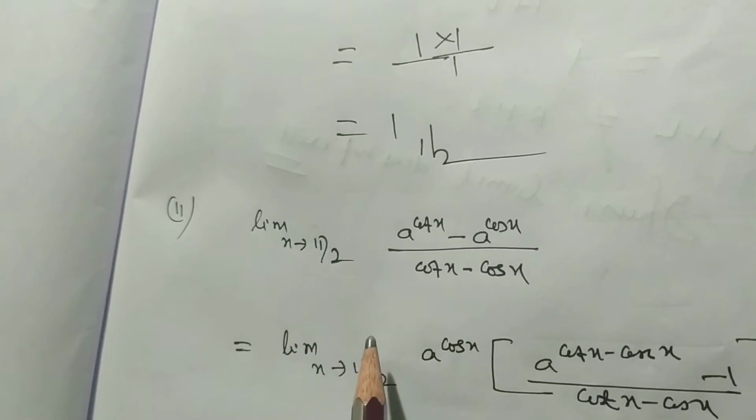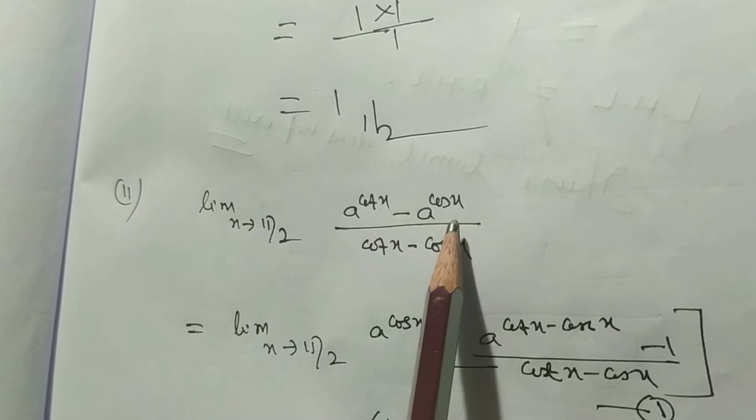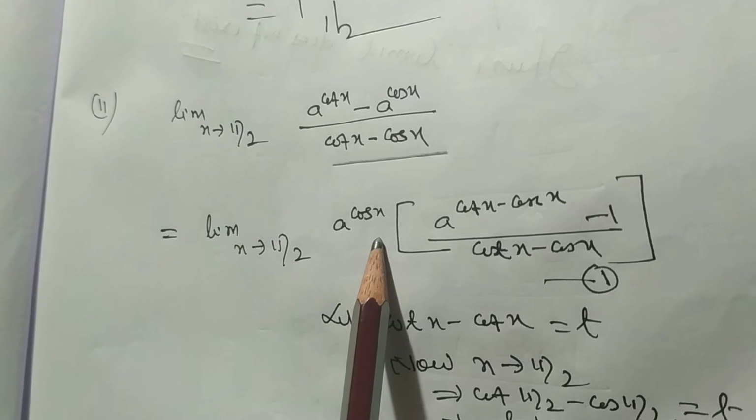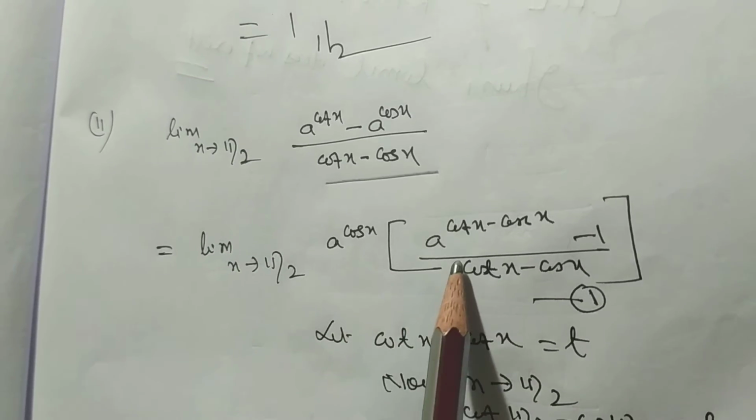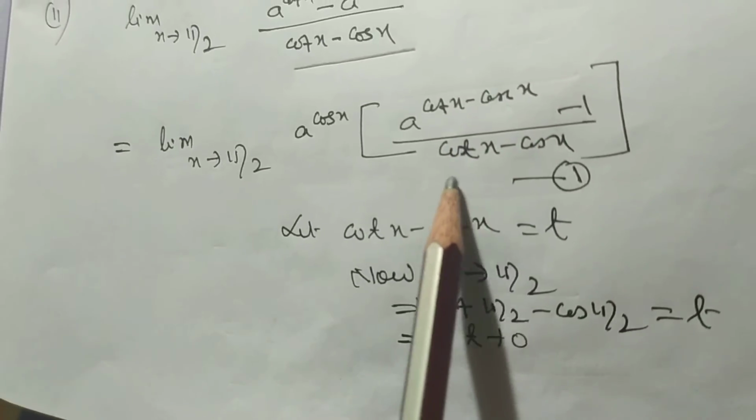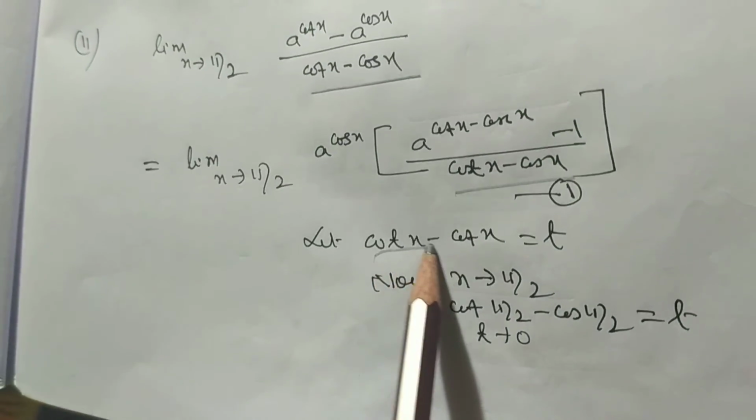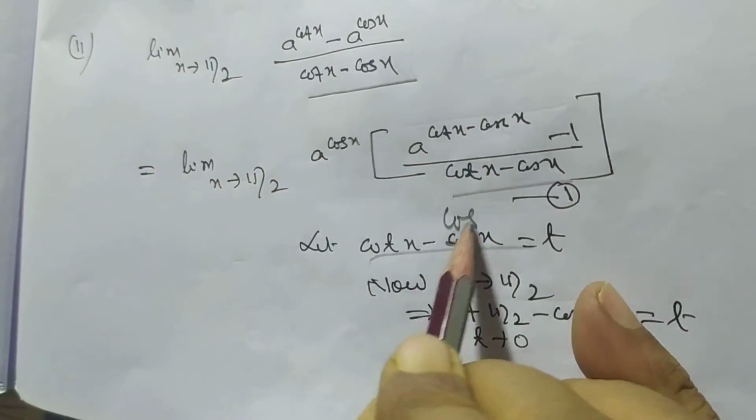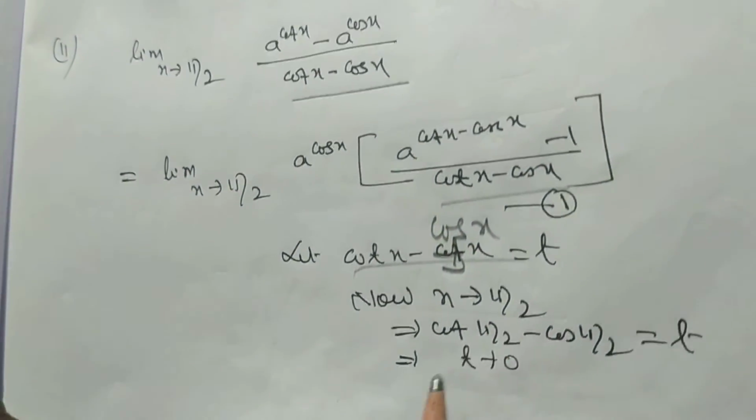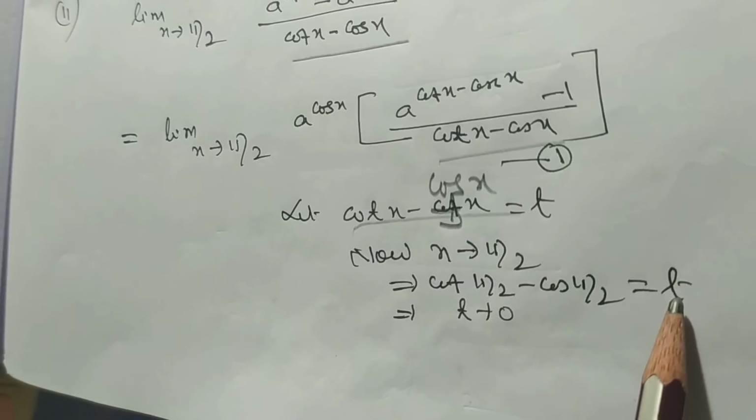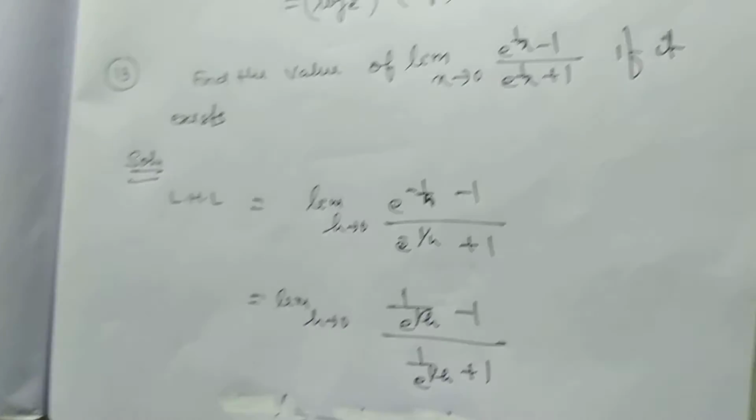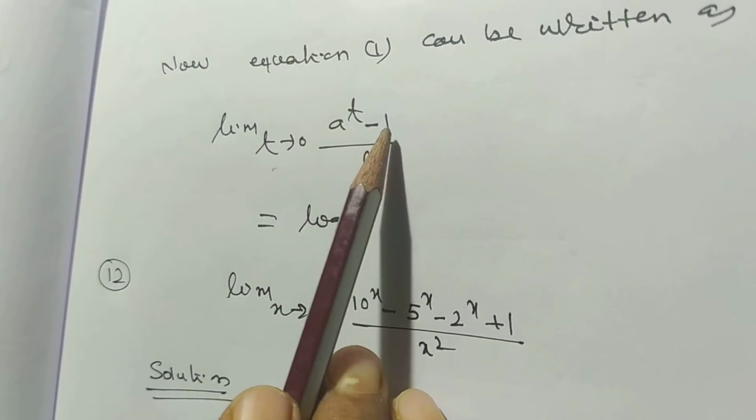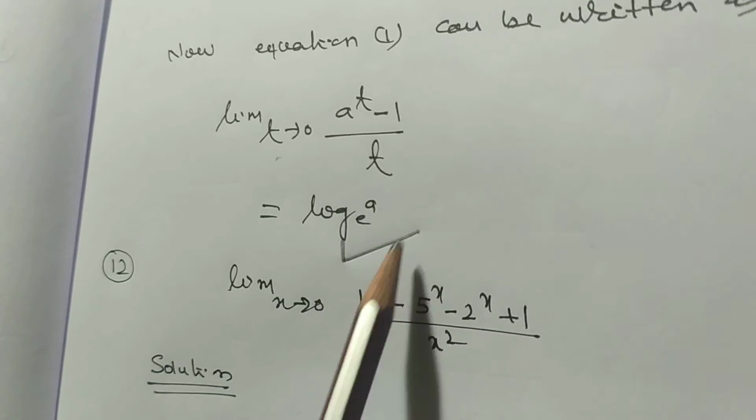Now problem number 11. Limit x tends to pi by 2, (a to the power cot x minus a to the power cos x) divided by (cot x minus cos x). Taking a to the power cos x common, we have a to the power (cot x minus cos x) minus 1, divided by cot x minus cos x. Let cot x minus cos x is equal to t. Now x tends to pi by 2, cot pi by 2 minus cos pi by 2 is equal to t, that is t tends to 0. So now my dear student, the expression can be written as limit t tends to 0, (a to the power t minus 1) by t, that is log of a to the base e.